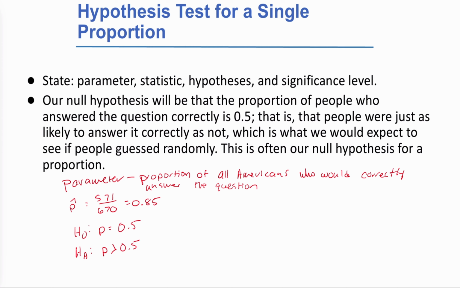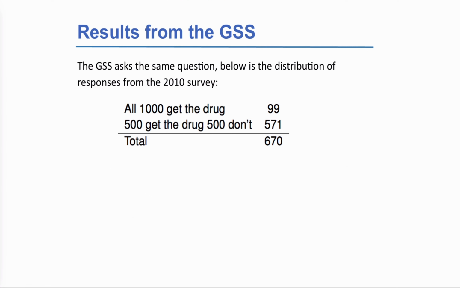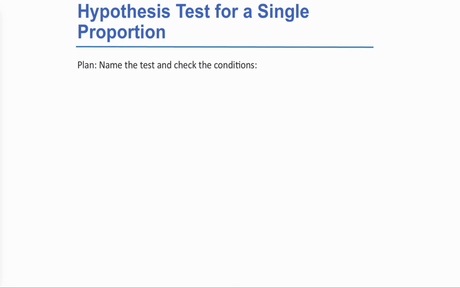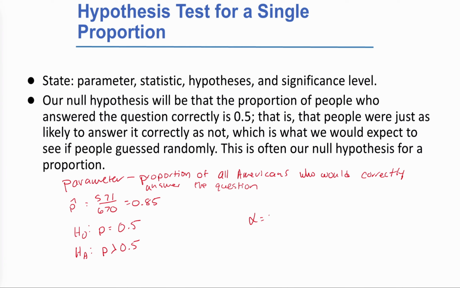0.5. This particular question doesn't indicate whether this would be a one-tailed test or a two-tailed test, but in this case it would make sense for this to be a one-tailed test. We're interested in seeing if people are more likely to get the question right, if they know the answer, if they are more likely than random guessing. And our alpha level is 0.05.